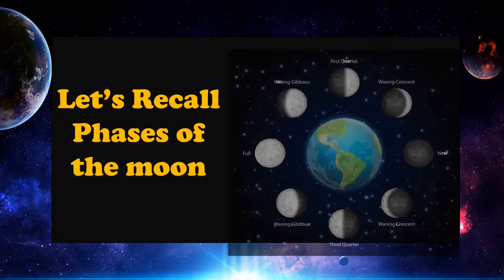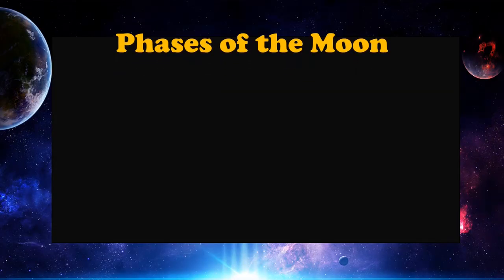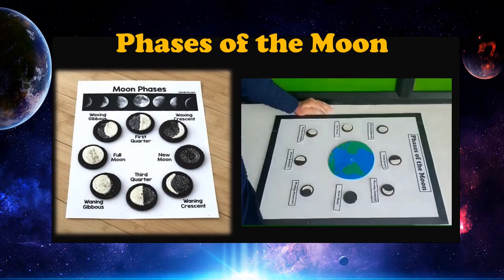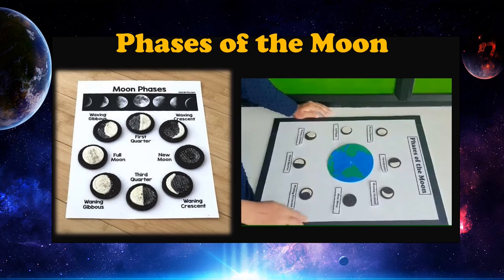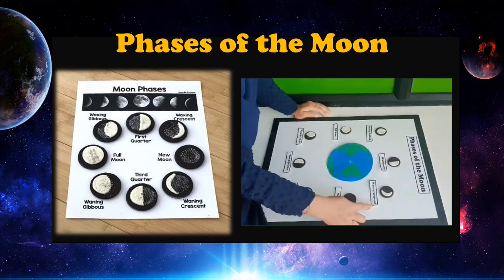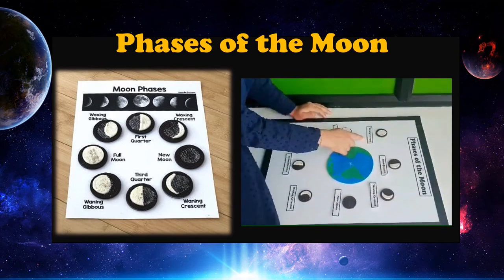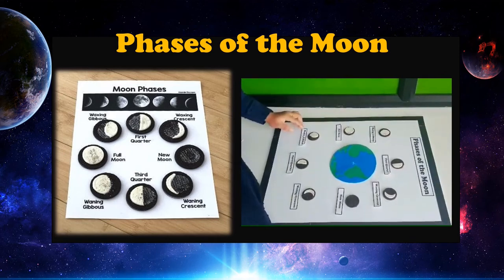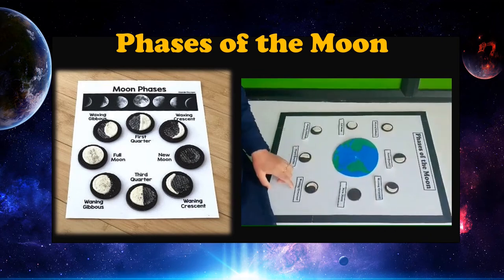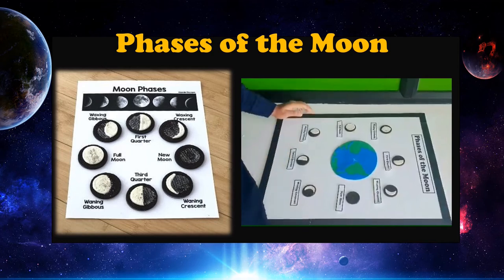So students, before we learn about the eclipse, let's recall the different phases of the moon. Did you know that the moon is different every night? It changes from a thin crescent to a full moon and then shrinks back to a crescent every month. That's because the moon rotates around the earth and the sunlight reflects off the moon at different angles. There are 8 phases of the moon. Here we have new moon, waxing crescent, first quarter, waxing gibbous, full moon, waning gibbous, third quarter, and waning crescent. So there are total 8 phases of the moon.